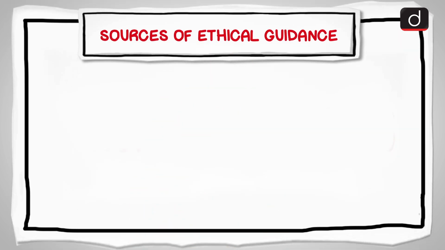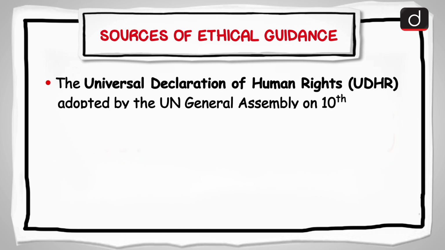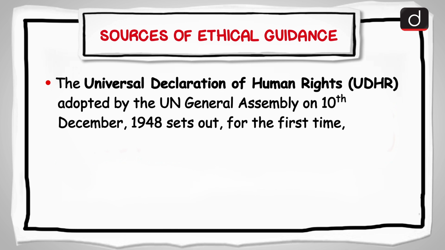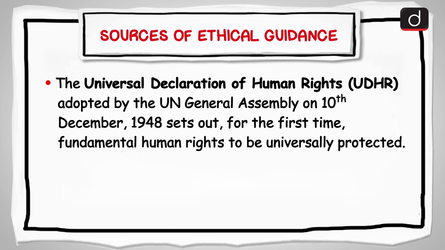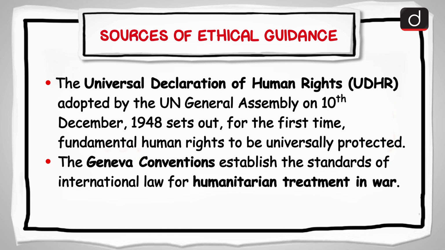Now, let us focus on the various sources of ethical guidance in international relations. The Universal Declaration of Human Rights, adopted by the UN General Assembly on 10th December 1948, sets out for the first time fundamental human rights to be universally protected. The Geneva Conventions established the standards of international law for humanitarian treatment in war.